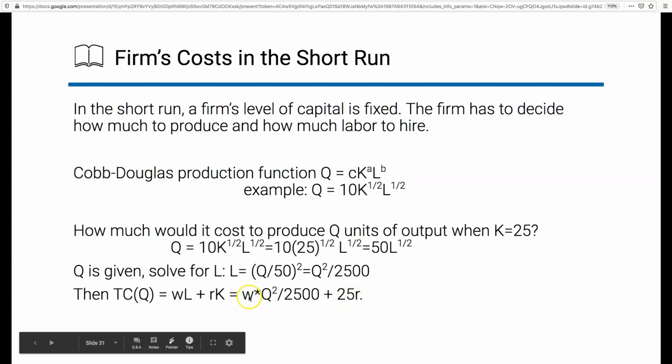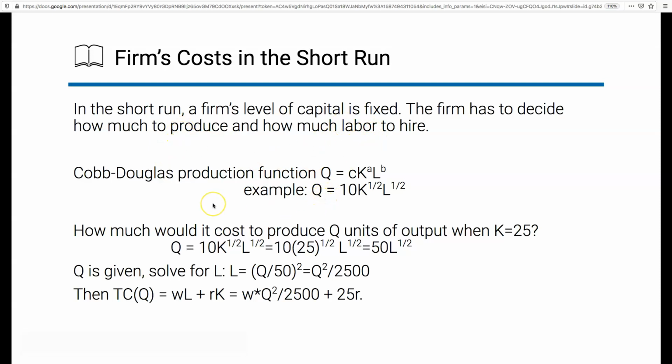And if you were to know the actual wage rate and interest rate, you'll have total cost as an expression solely in terms of the number of units that you have to produce. Because the decisions of how much to produce and how much labor to hire are tied to each other through the production function. That is the whole idea in the short run.